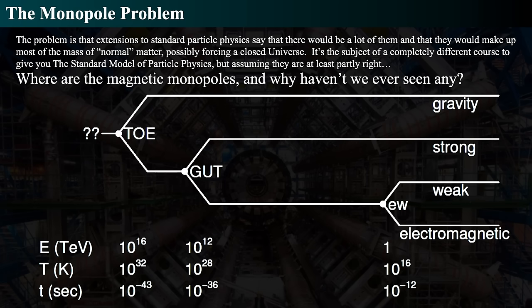Assume that this idea is correct, that the forces are all together and that they actually do this thing, then something like the monopole problem is occurring in the standard model of particle physics, but it only happens during the time of the universe when the universe was 10 to the minus 43 seconds old till when it was 10 to the minus 36th seconds old.